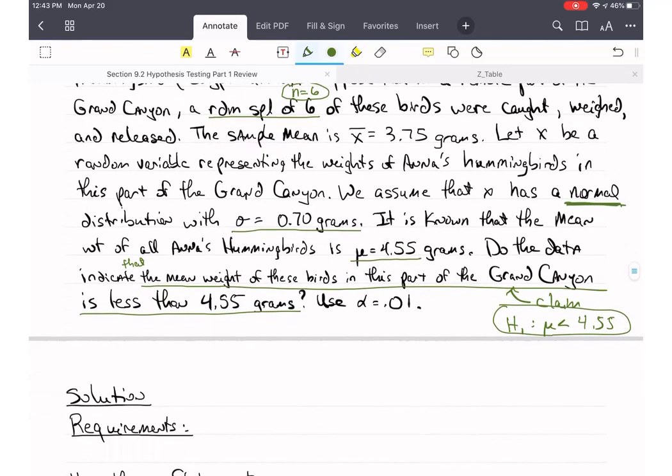But first, let's look at the requirements. N is less than 30, but X is normally distributed. As long as you say normally distributed and give me a check mark, I'm happy.